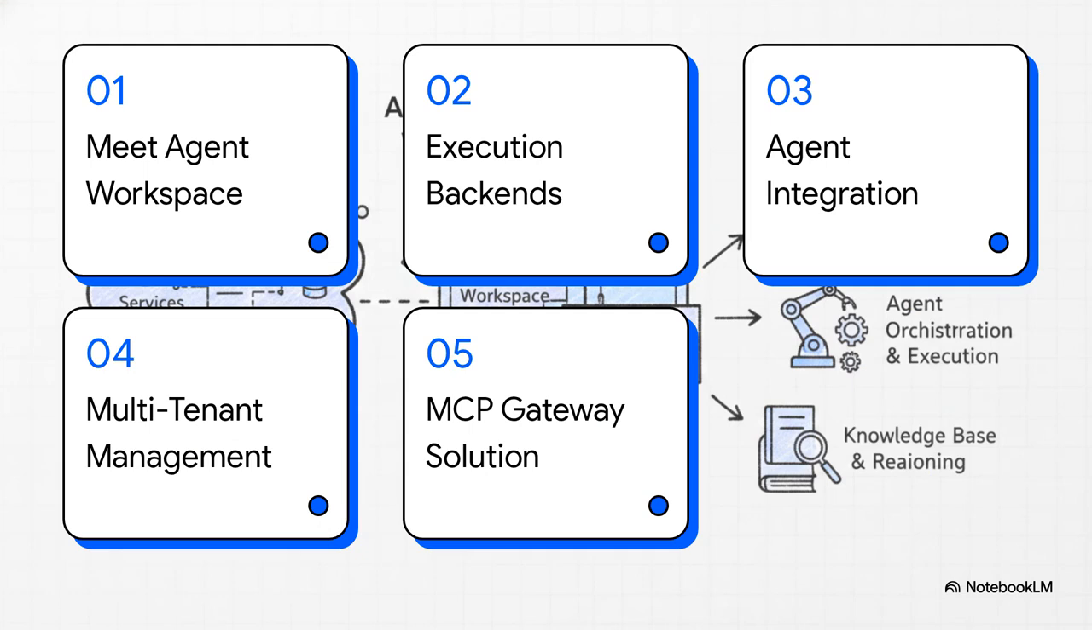Here is our blueprint for today. We're going to meet the agent workspace, look at execution backend options, check out the agent integration interface, talk about managing multi-tenant deployments, and finally, wrap up with the MCP gateway solution. Basically, we're mapping a journey from a single agent's isolated local setup all the way up to a secure multi-tenant deployment. Let's get right to it.